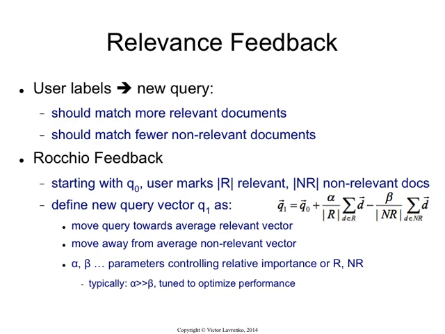Question? How to calculate the number of non-relevant documents? I guess it's very large. So how to calculate the number of non-relevant documents? You don't calculate it. It's what the user gives you. Right.